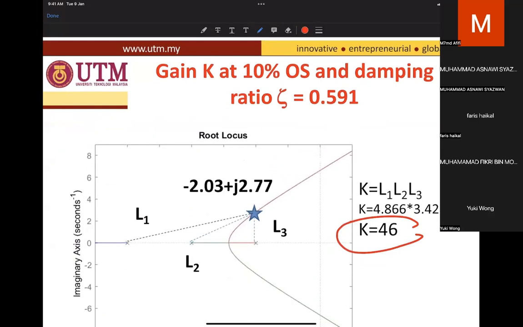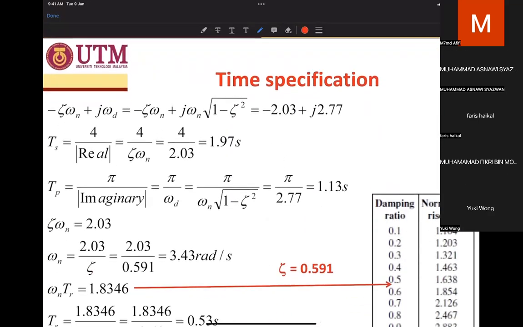Right, so this one is the second method. As I mentioned before, minus zeta omega n plus j omega d: this one is the real part, this one is the imaginary part. So the dominant pole here has a real part and an imaginary part. You just take the value: the real part goes to settling time, 4 divided by real, 4 divided by 2, so you get 1.97 seconds.